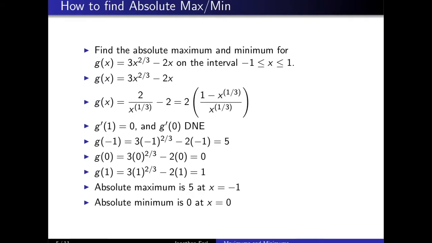So if we hadn't considered the place where the derivative didn't exist, we would have missed the critical point. And in fact, we would have missed our absolute minimum.